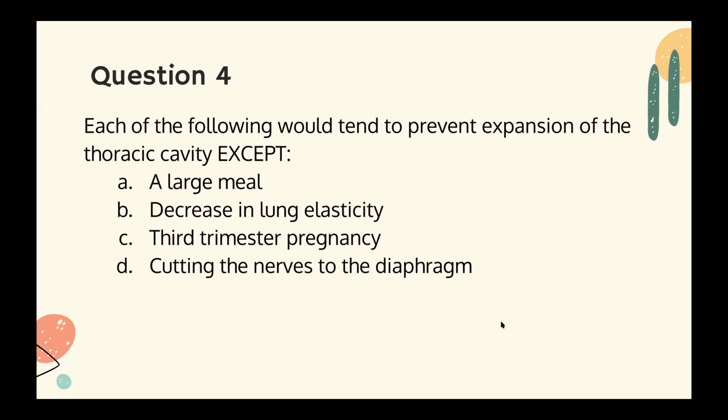So we can eliminate A, and C is similar to A because during the third trimester of pregnancy, your abdomen is large and it forces the contents, sorry, the uterus is large and forces the contents in the abdomen to move upwards. So the diaphragm can't contract as easily. And D is also incorrect because if the diaphragm nerves were cut off, it would be unable to contract in the first place. So by process of elimination, we are left with B.